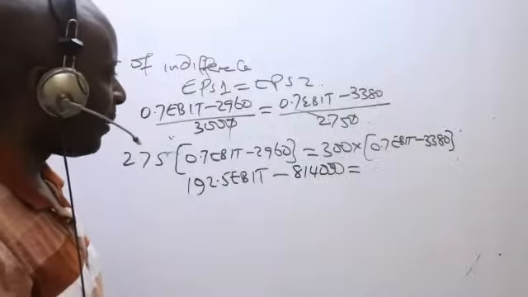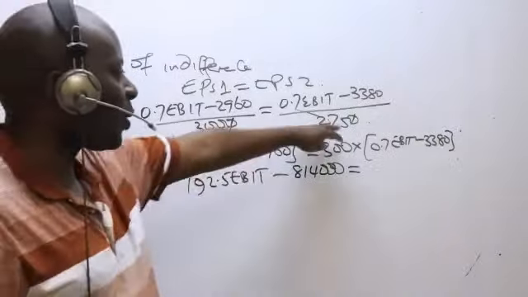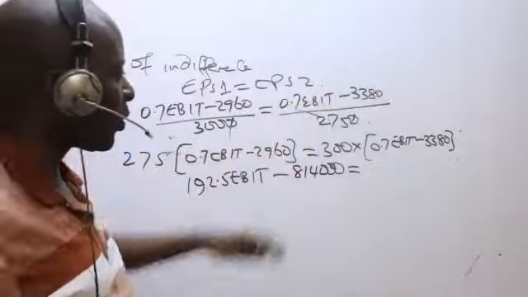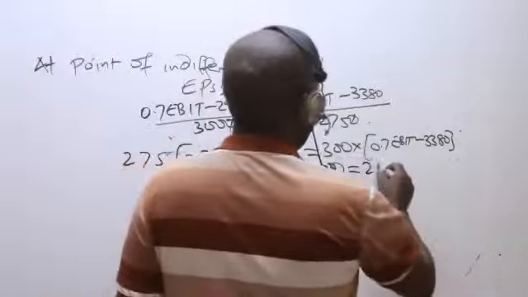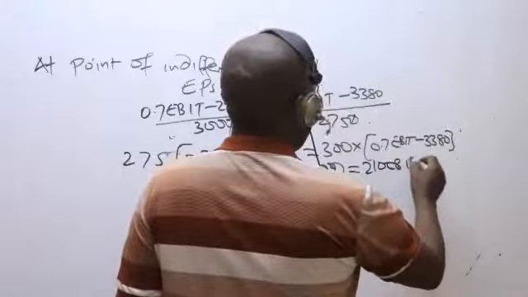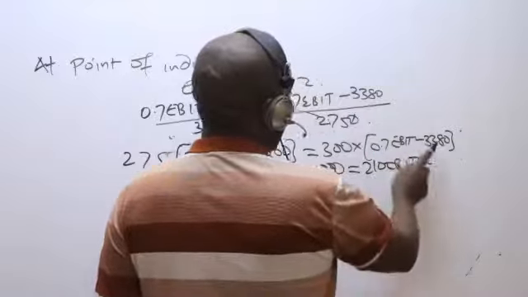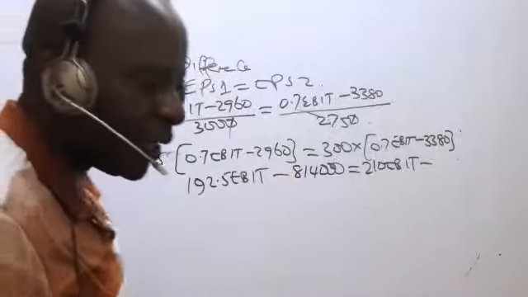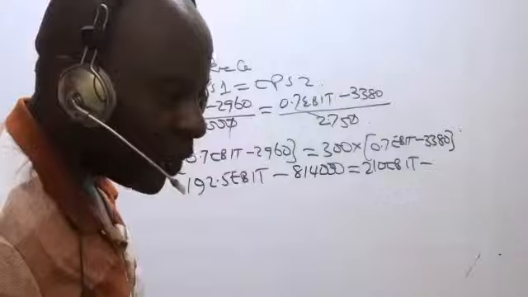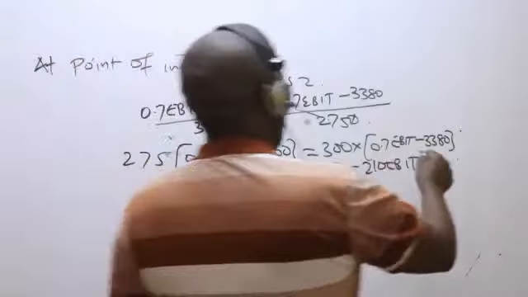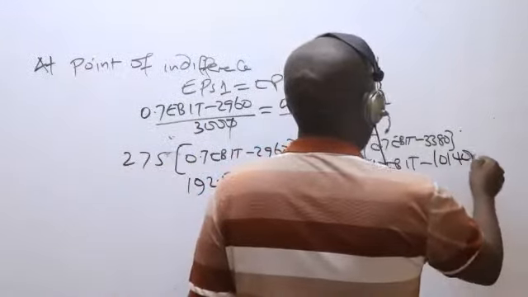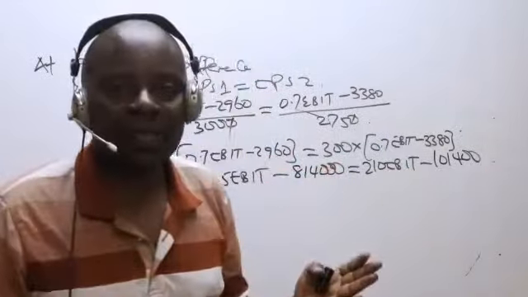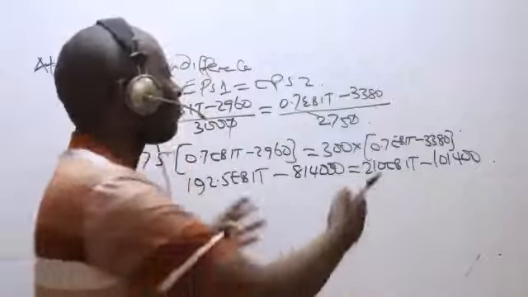Remember, I decided to cancel the zero, so 210 EBIT. And then lastly, we have 300 times this bad figure, 101,400. So then come and put those terms that love each other together.